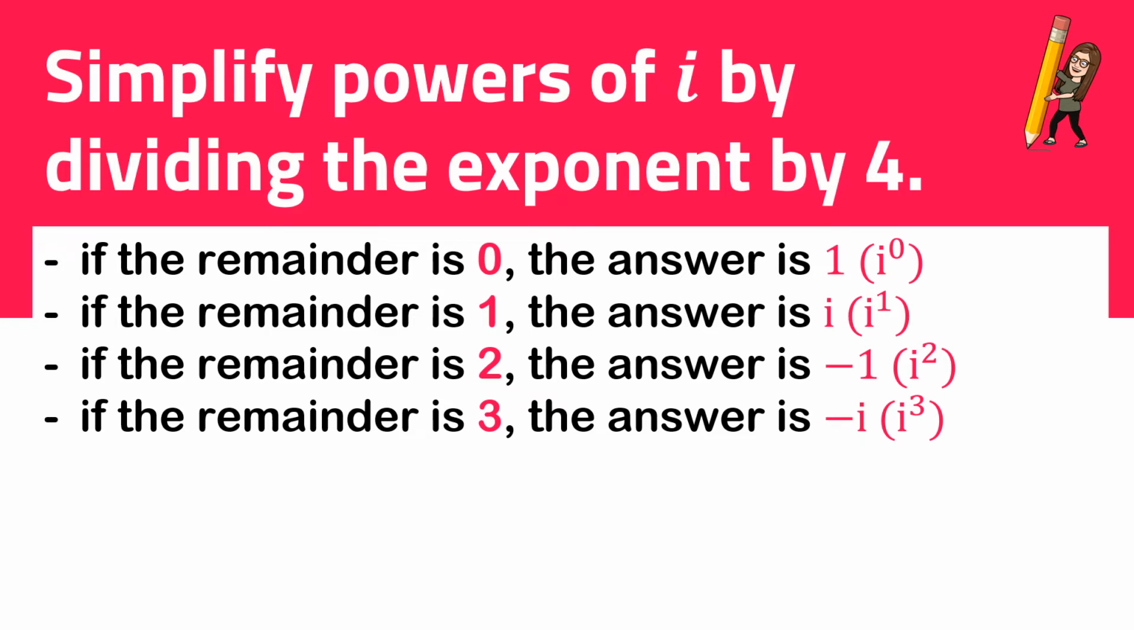If you take a number, divide by 4, and you have a remainder of 1, then that's like i to the first, which is i. If you divide the exponent and you have leftover of 2, then that would be like i squared, which is negative 1. If you divide and you have a remainder of 3, then that's like i to the third, which is negative i. So you really only have to remember that 4-step pattern.